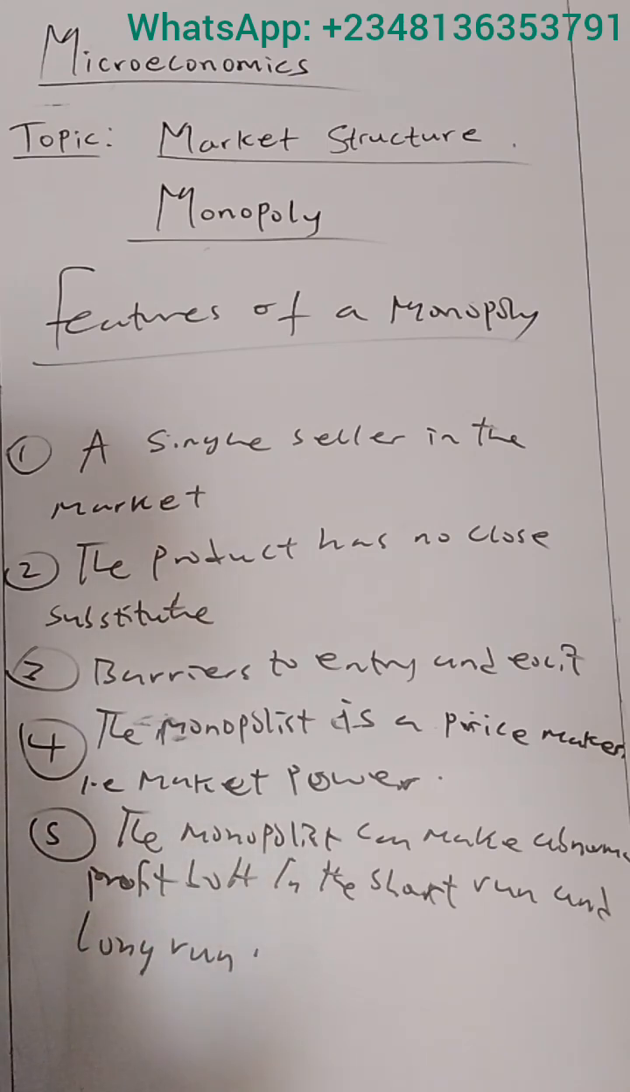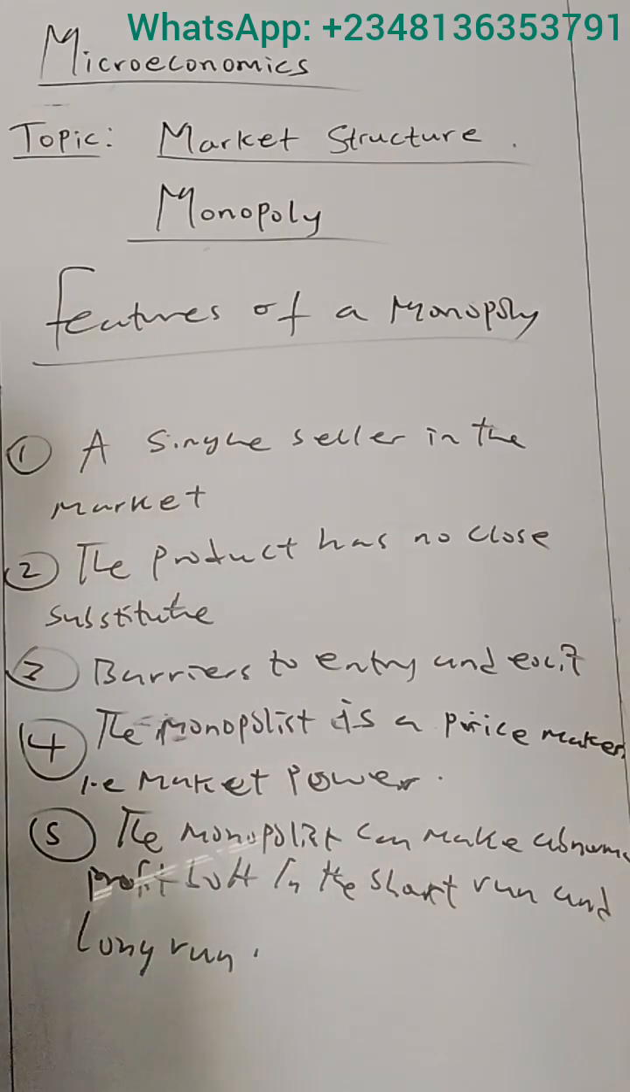But a monopolist can make abnormal profit both in the short run and long run. That does not mean that a monopolist cannot also make a normal profit in the long run. What we are saying is that there is a possibility of abnormal profit in the long run. But for a perfectly competitive firm, there is no possibility of abnormal profit in the long run at all. These are the key features of a monopoly.